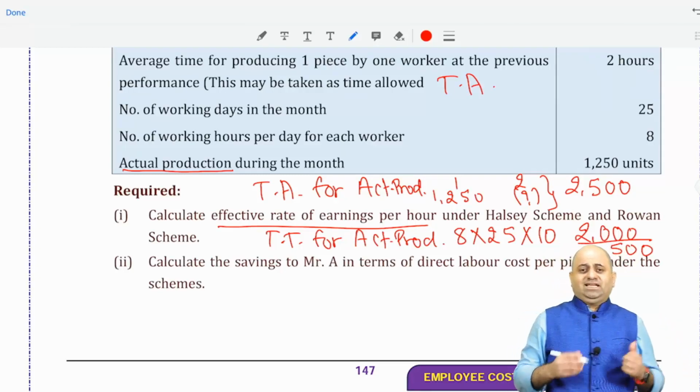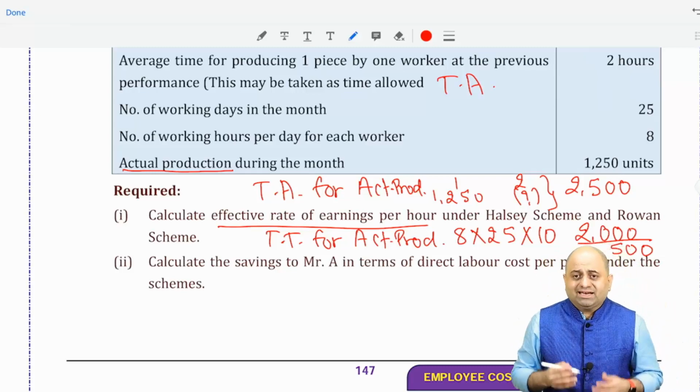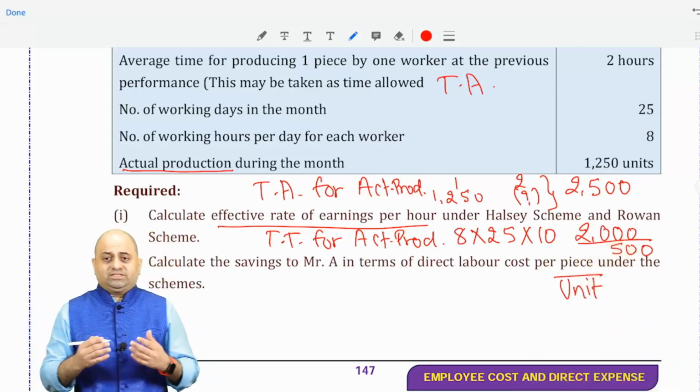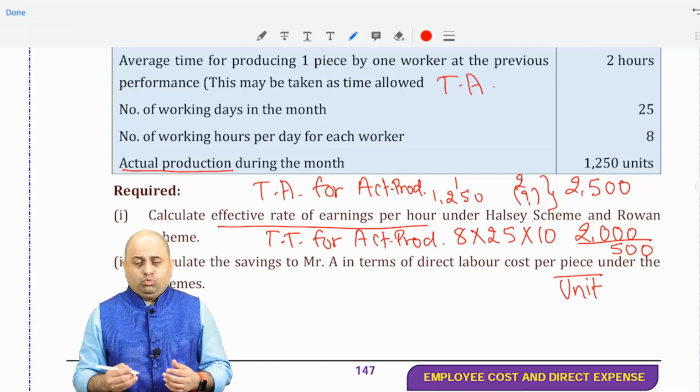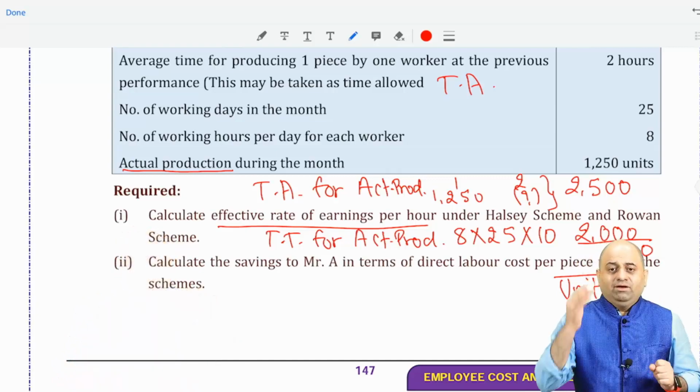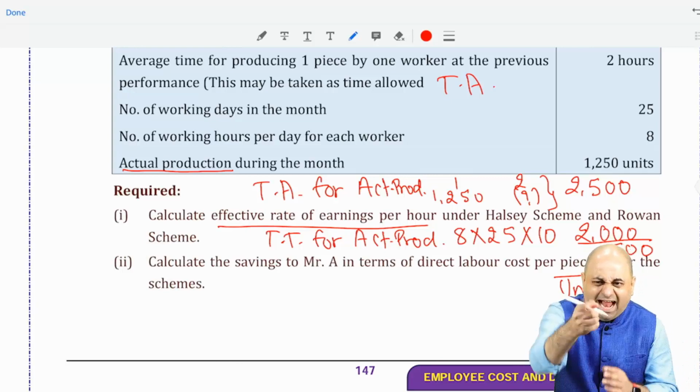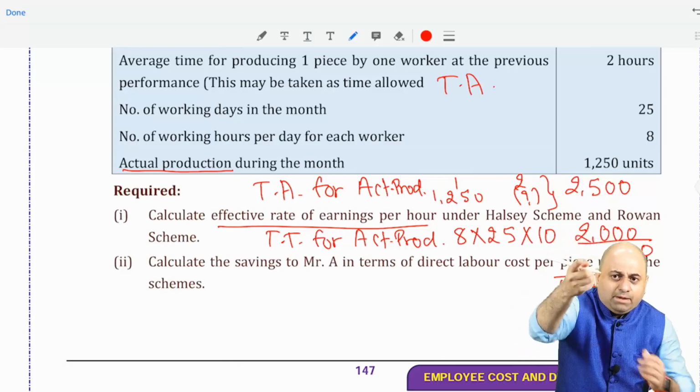And second part says that calculate savings to Mr. A in terms of direct labor cost per piece. Piece means unit. So in this what you used to do, simple, find out rate per unit under schemes. Don't misunderstand rate per hour with rate per unit.